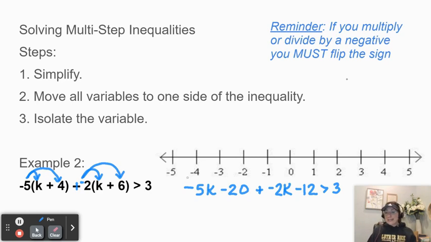All right, now let's collect like terms. What do I mean by like terms? Same variable, same exponent. Well, look at the terms that have a k in them: negative 5k, negative 2k. If I join those together, I'll get negative 7k. All right, now let's do the terms that don't have a variable with them. That would be the negative 20 and the negative 12. So if I add negative 20 and negative 12, it gives me negative 32.